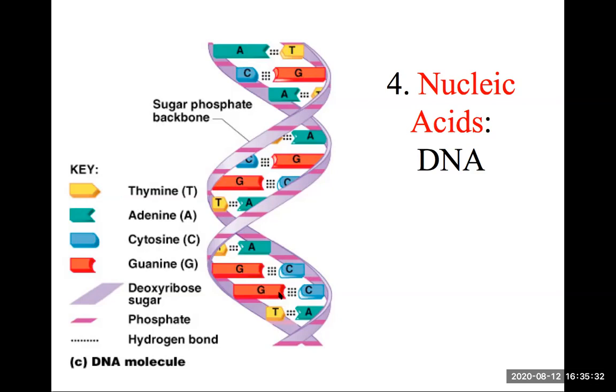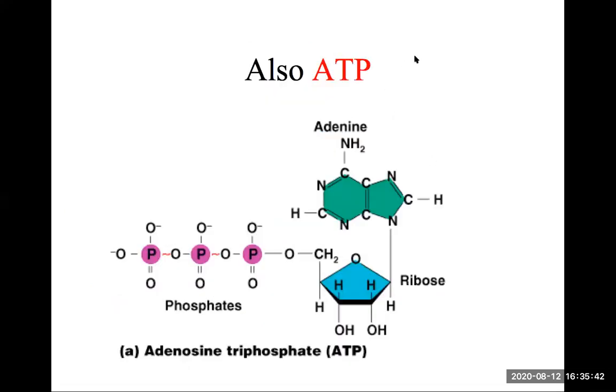So as I said, proteins do almost all the work. Well, you have to know how to make them. The information on how to make proteins is stored in each of your cells in the form of DNA. Now, ATP, which stands for adenosine triphosphate, ATP is another nucleic acid, and it is a universal energy source used by your cells.